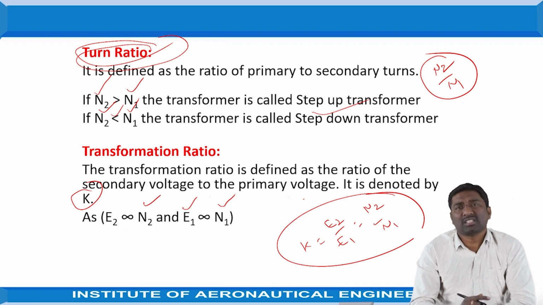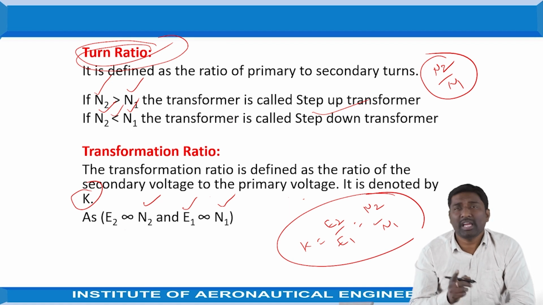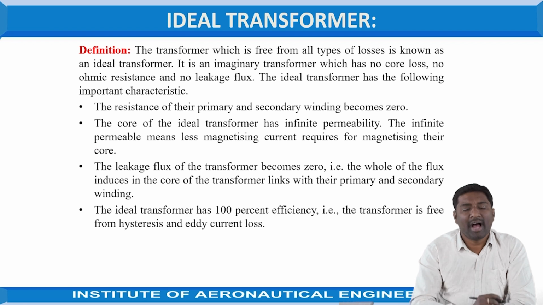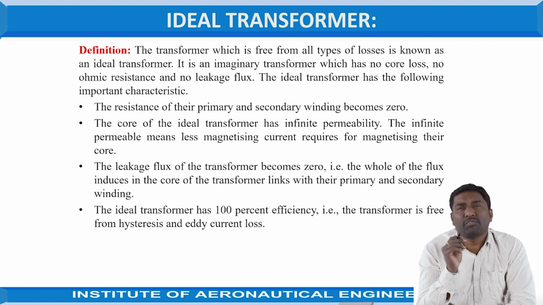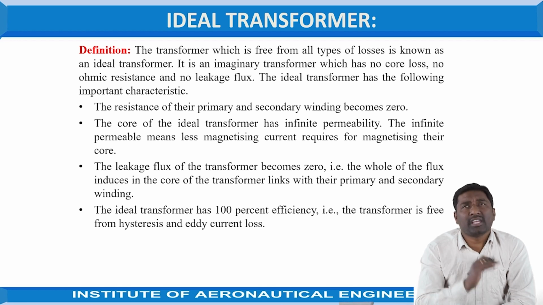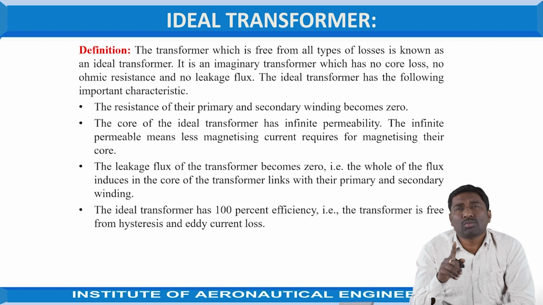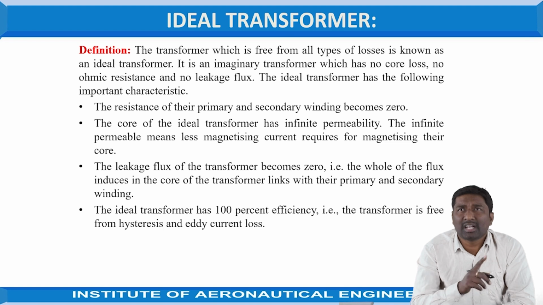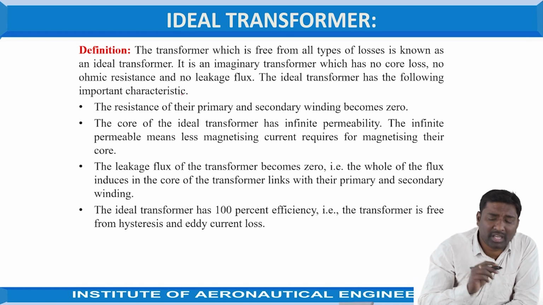transformer will work as an ideal transformer or as a practical transformer. So what is meant by ideal transformer here? Next, ideal transformer. Here the definition of the ideal transformer is the transformer which is free from all types of losses. That is known as an ideal transformer. It is an imaginary transformer which has no core losses or ohmic resistance and no leakage flux, and the ideal transformer has the following important characteristics here.